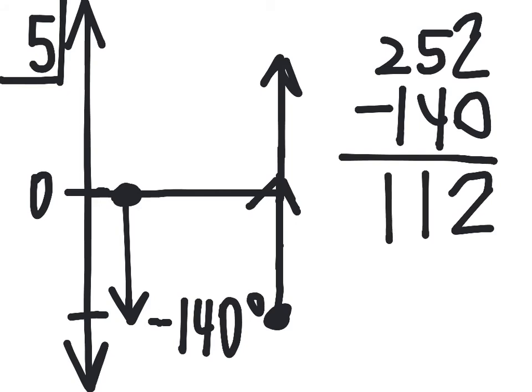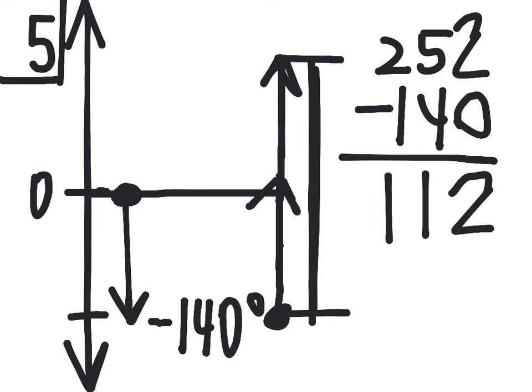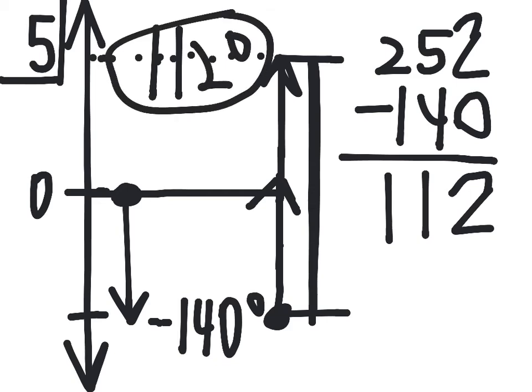So if I subtract those, I get 112, right? So when you go up 252, this is a total of 252 degrees up. That's the distance from there to there, 252. What is that number as you look at it all the way across? That is 112 degrees. That's where it ended up at noon.